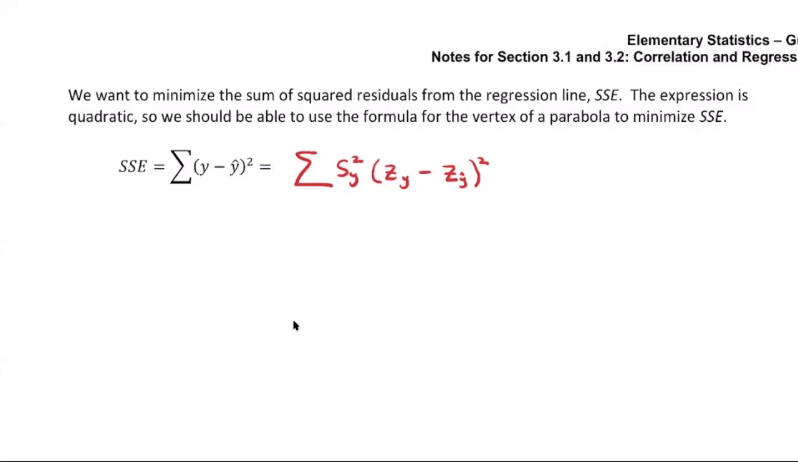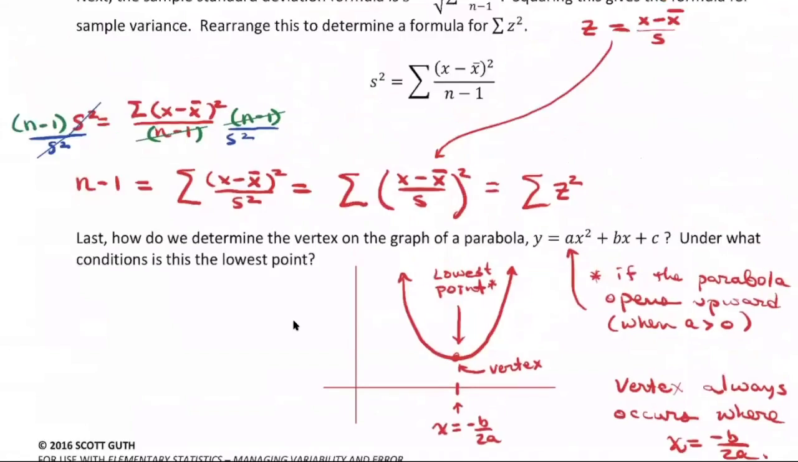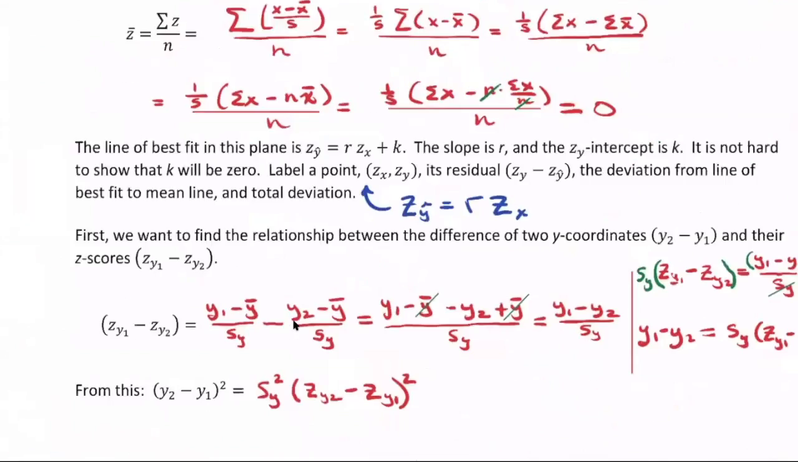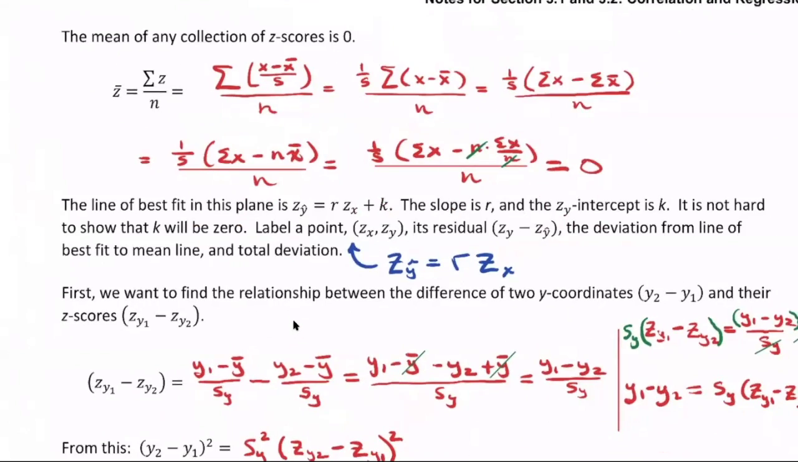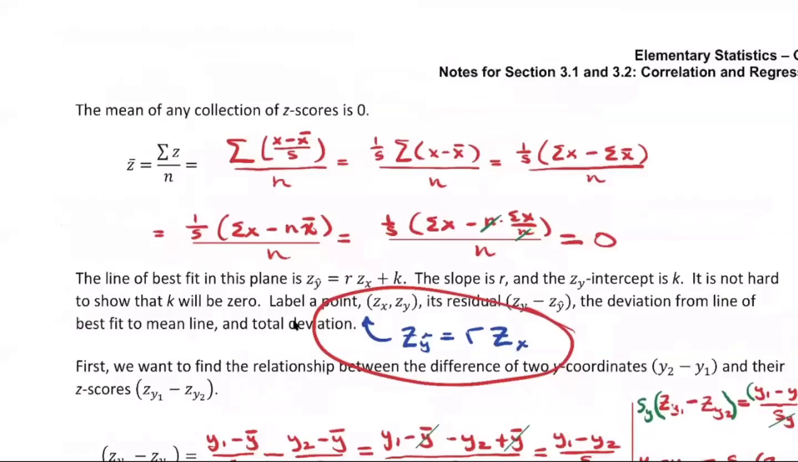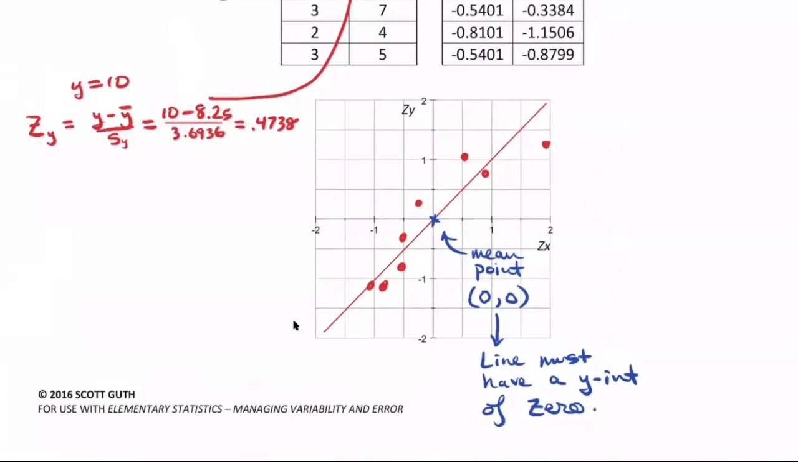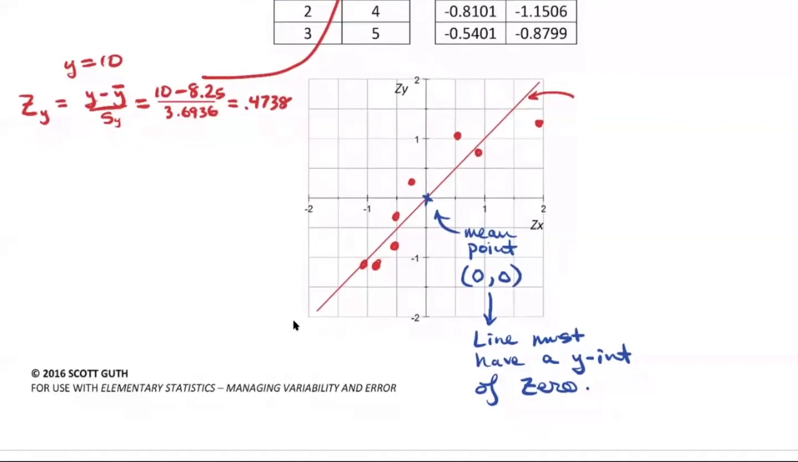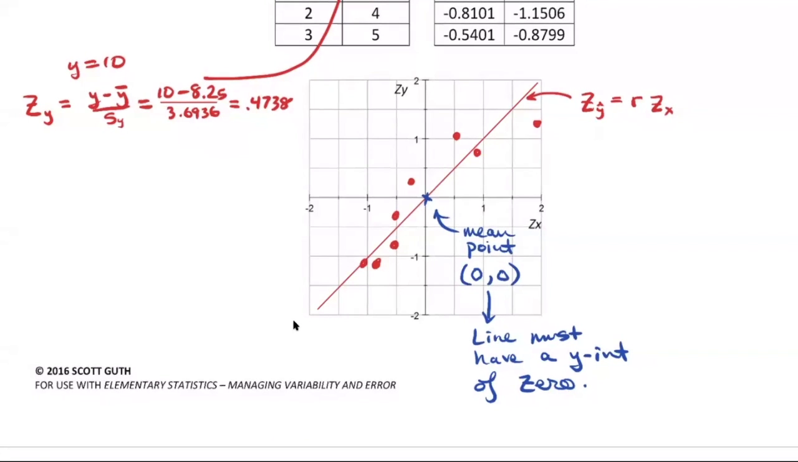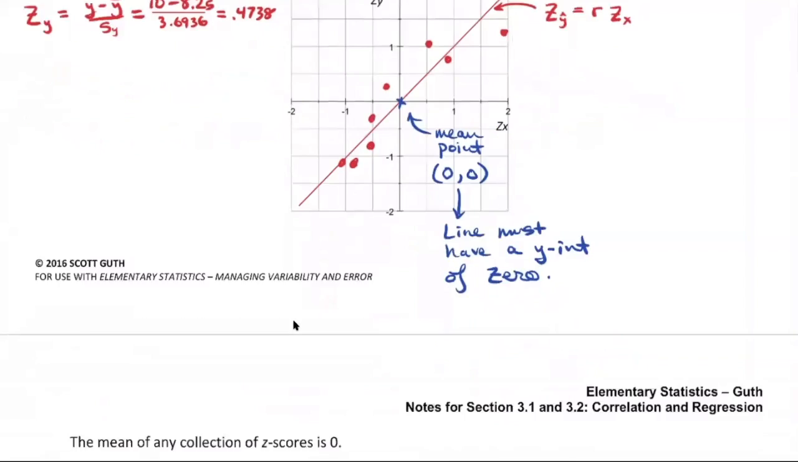Now, the z-score of y hat is actually the equation of the regression line. So remember, this is the equation of the regression line in the zy, zx plane, maybe I should show that here. This is the regression line, or the line of best fit. And we said that the equation is z y hat is the slope, which we called r, times z-score of x. So zy hat is r times zx. Let's put that down below.